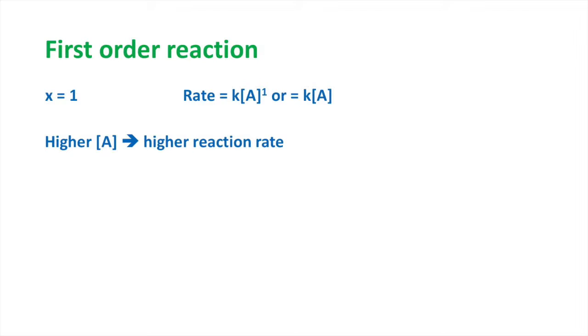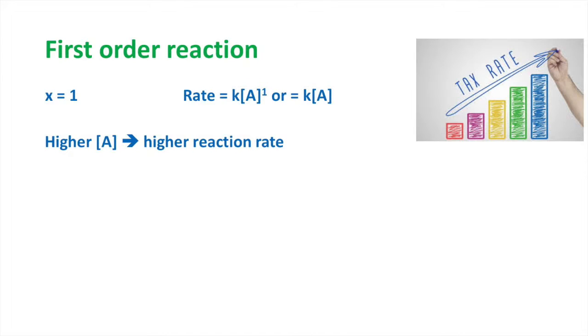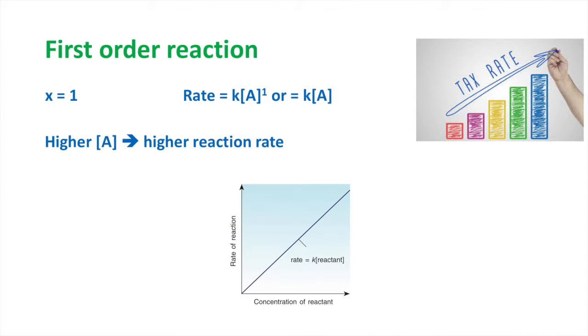For X equals 1, which is called first order reaction, the reaction rate equals K times the concentration of A. That means a higher concentration of reactant results in a higher reaction rate. A typical example is the tax rate. The more you earn, the more tax you should pay. Similarly, with higher concentration of reactant, the reaction rate will be increased.